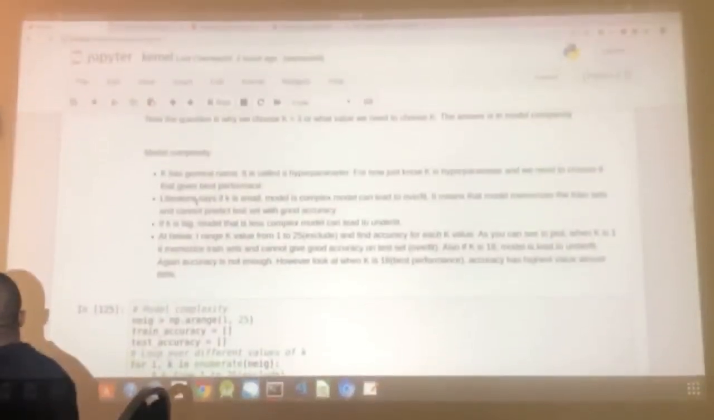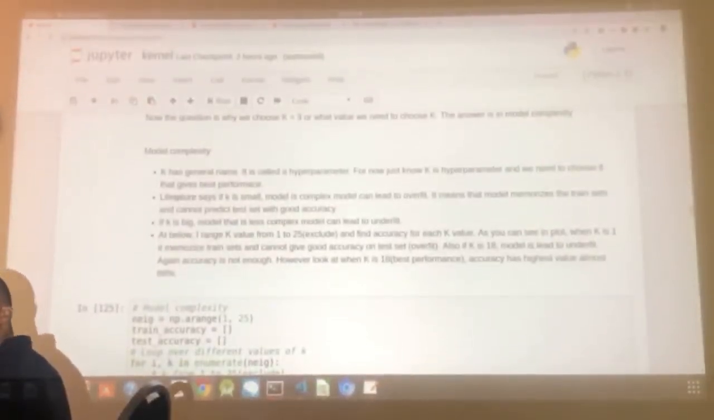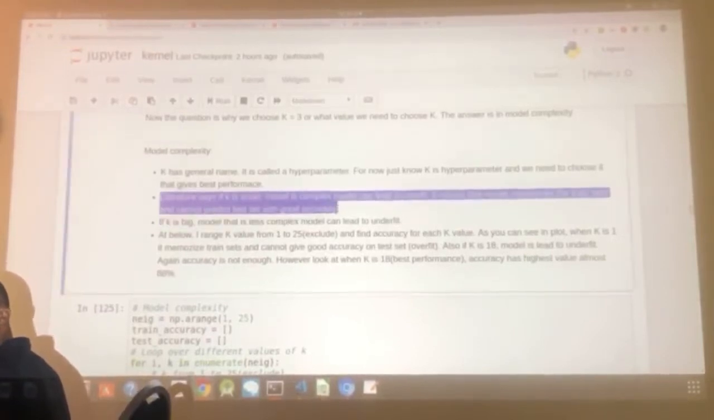Now here's something quite interesting, and I need you guys to take note of this, especially when it comes to accuracy. If K is small, the model is complex and can lead to overfitting. So what is overfitting? Let's ask someone who hasn't said anything. Gentleman, can you answer us?